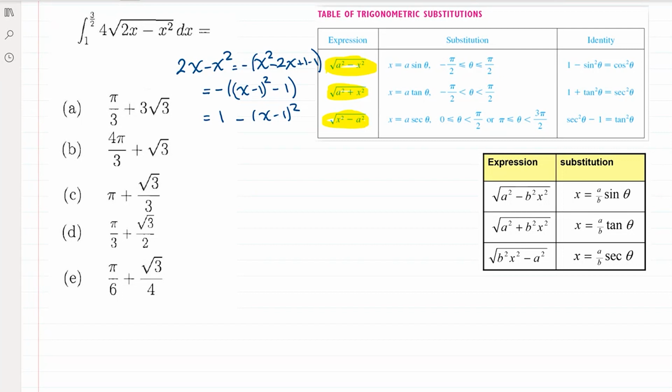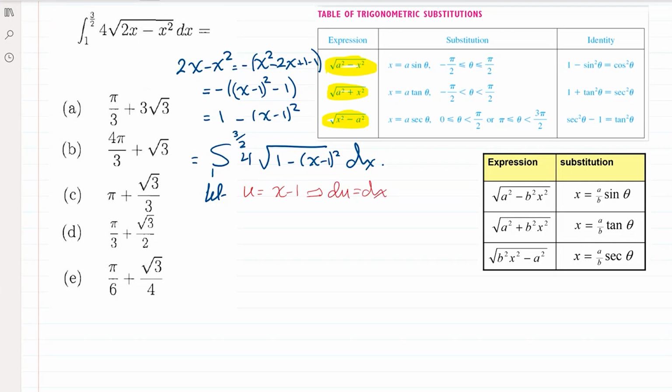So the question becomes the integral from 1 to 3 over 2 of the fourth root of, when you complete the square, it becomes of this form, dx. Now to make it easier for you, I will use substitution. I will let u equal x minus 1. So du will be dx, and the limit of integrals becomes what?